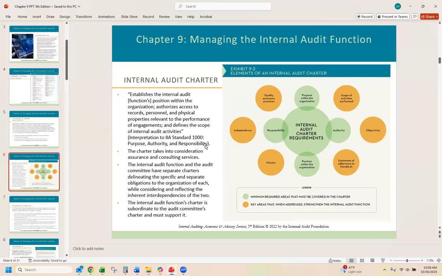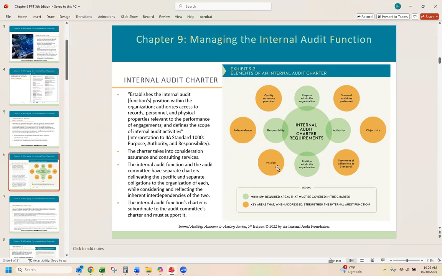So in this case, we should have an internal audit charter, written out, that specifically talks about these green bubbles, which it says must be covered in a charter. So its purpose within the organization: why does it exist? How much authority does it have? That's also position within the organization. And then responsibilities. So those three things, maybe the position is doubly important.